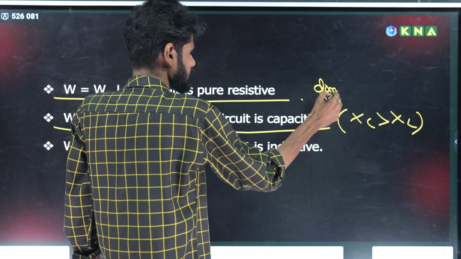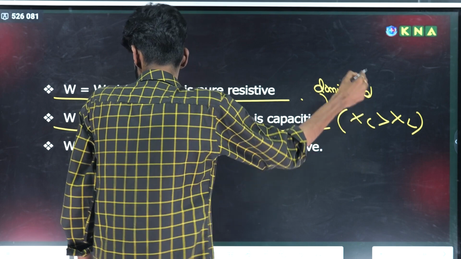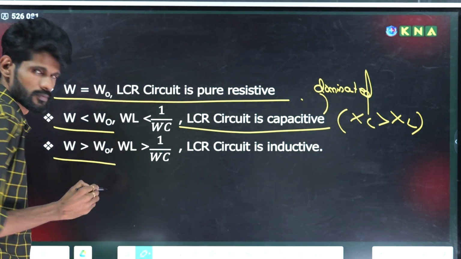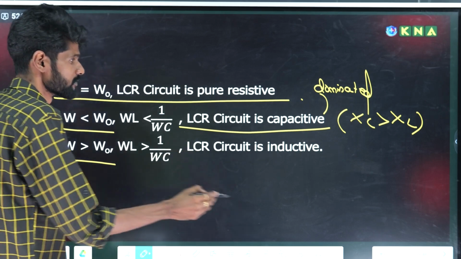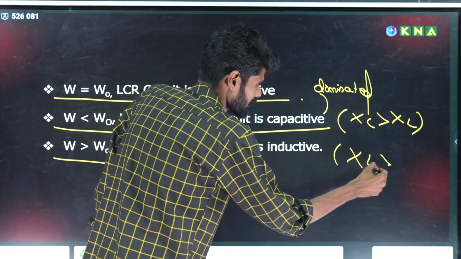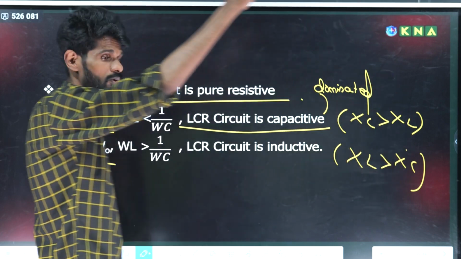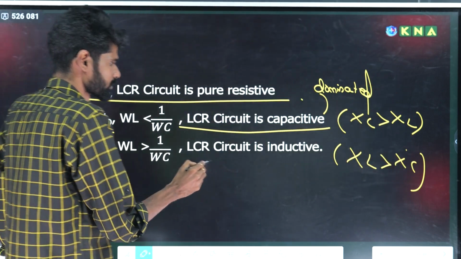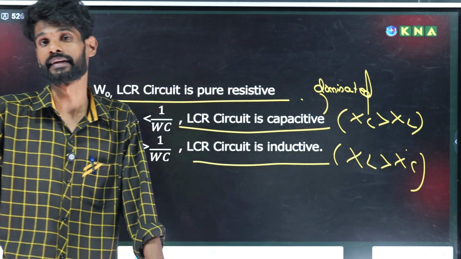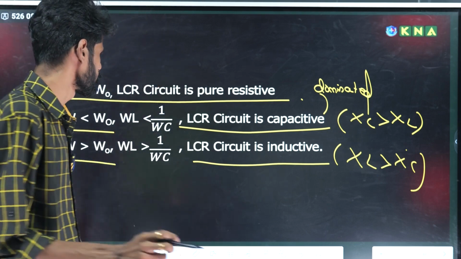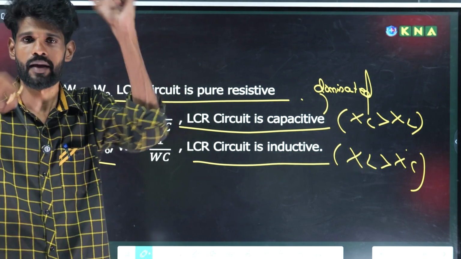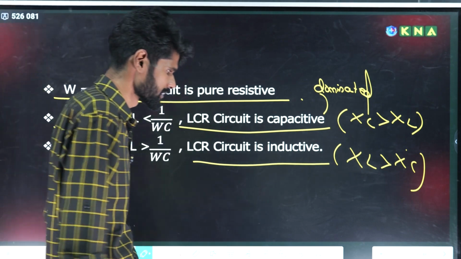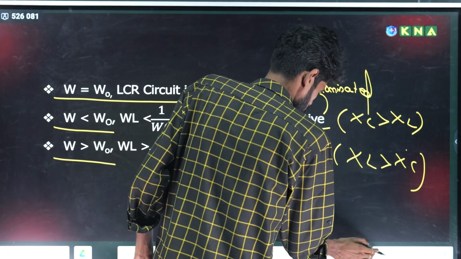Capacitive dominated circuit. And if omega greater than omega naught, above the resonant frequency, the inductive reactance becomes greater compared to the capacitive reactance. Now the LCR circuit behaves as an inductive dominated circuit. So at resonant frequency it is pure resistive, below the resonant frequency it is capacitive, above the resonant frequency the LCR circuit acts as an inductive circuit. Not purely inductive, but inductive dominated circuit.